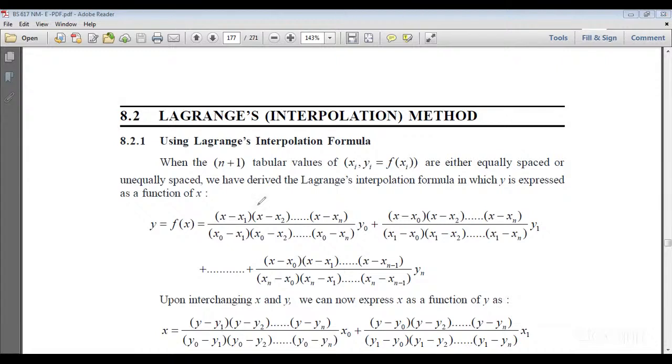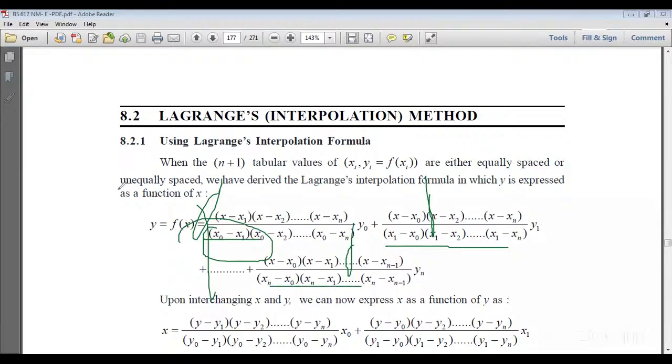This is x0, there is no x0 here. This is x1, there is no x1 here. This is x2, there is no x2 here. But in the denominator, x0 is there, x1 is there. So this is x0, we are taking x0 minus x1, x0 minus x2, and x0 minus x3, and so on, up to x0 minus xn. Here also the same, x1 minus x0, x1 minus x2. Here also, xn minus x0, xn minus x1.